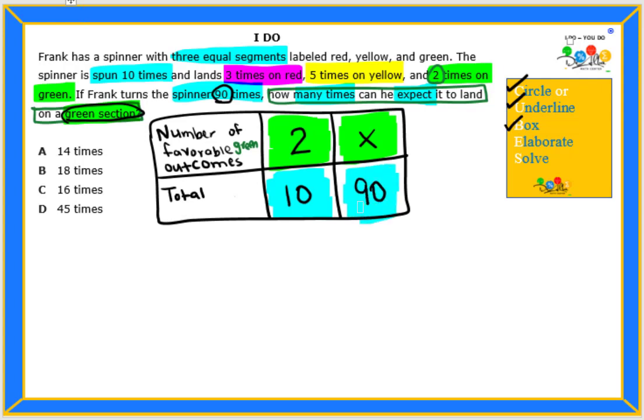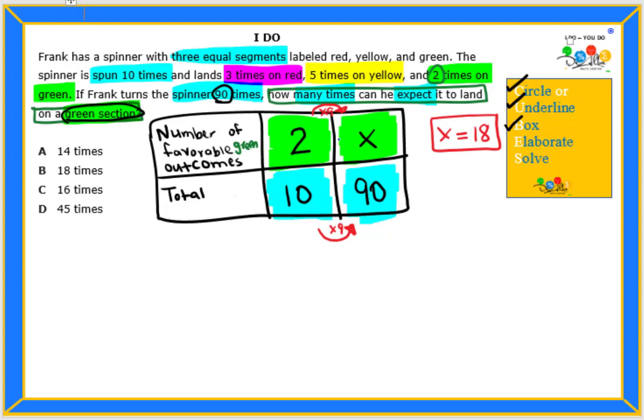Okay, so we can use our proportions, we can see the relationship, or we can use our cross products. I see one relationship right here. 10 times 9 is 90. So 2 times 9 should give me x. 2 times 9 is 18. Very good.